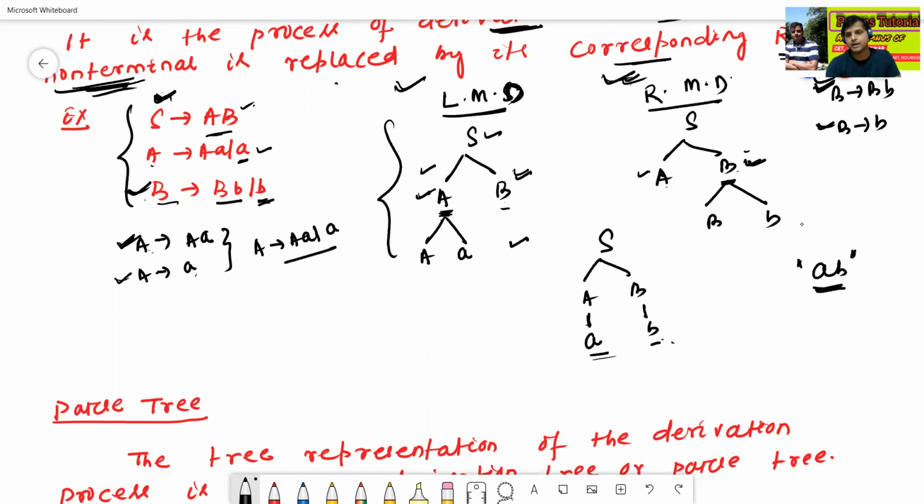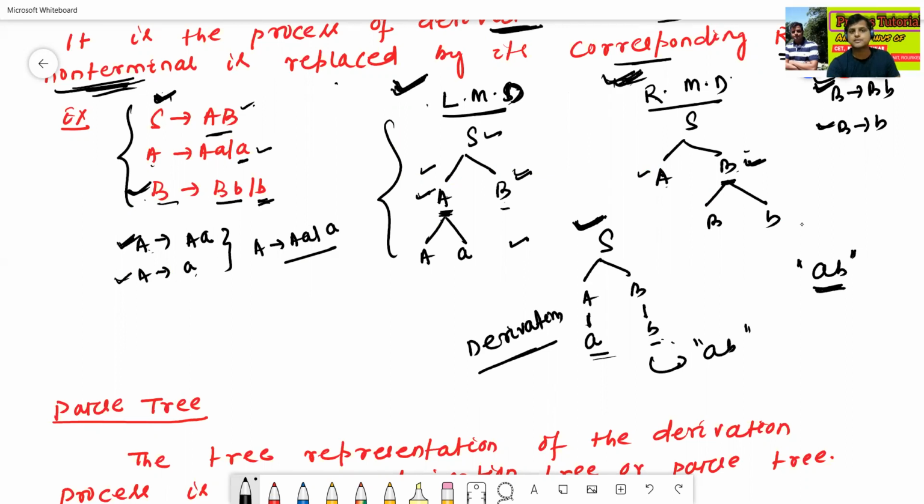So this derivation will give ab as the sentence. This is called the derivation process. This one is called a leftmost derivation, and this one is called a rightmost derivation.